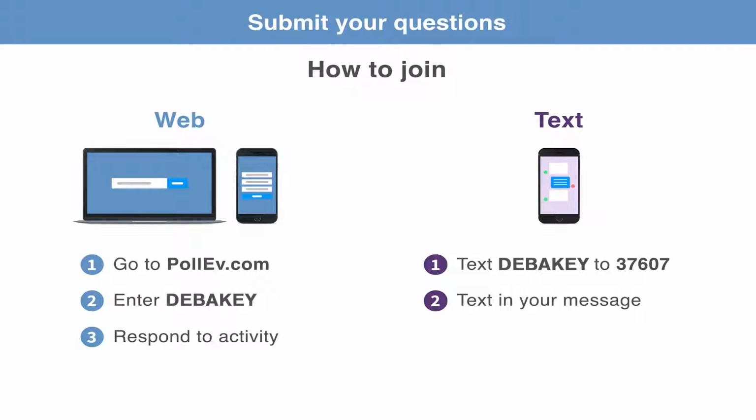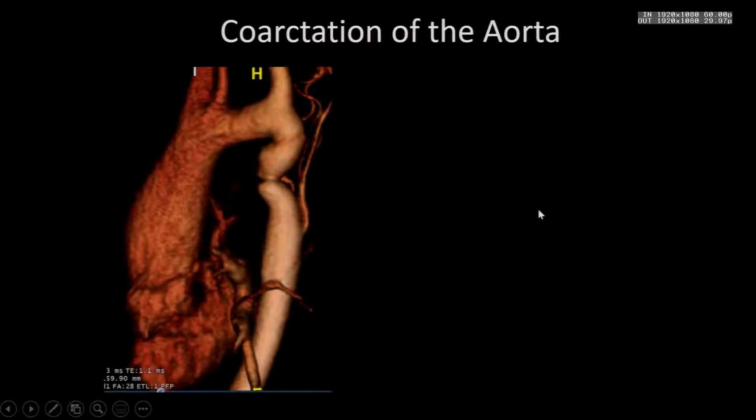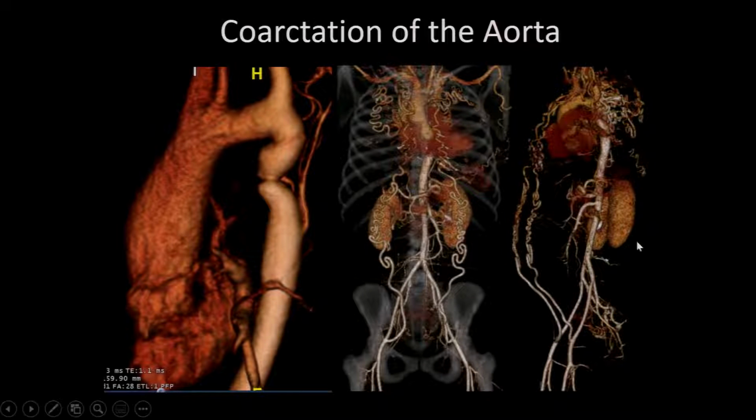So you can see here prominent collaterals, right? In the intercostals, like you learn in medical school, you can see some here. And then 3D imaging is very helpful when we're assessing this. This is 3D reconstruction. You can see these collaterals coming from the LIMAs, and those sometimes explain why you don't have a significant gradient of blood pressure when you compare the upper and lower limbs.